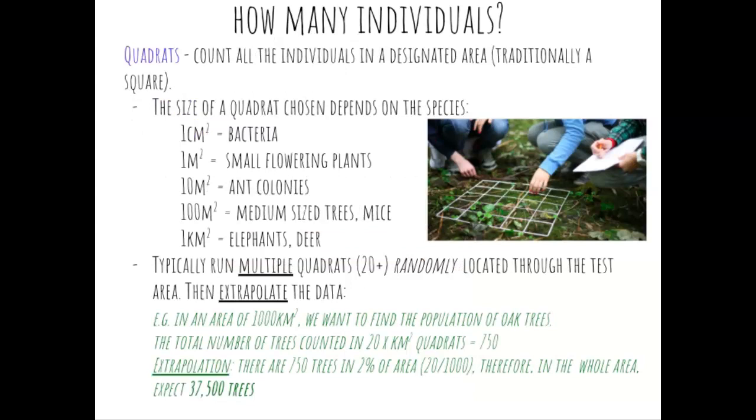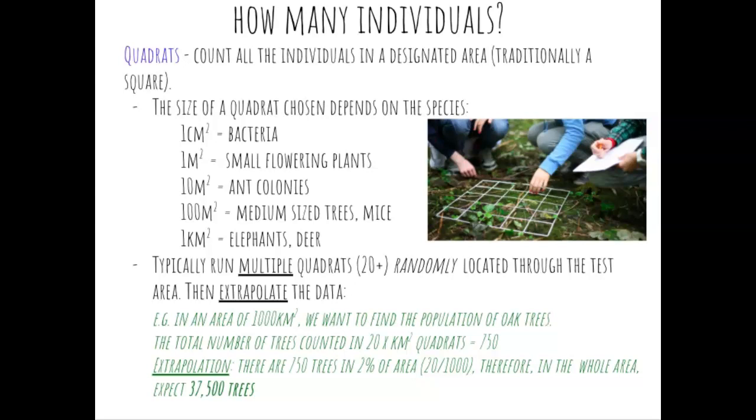One method that scientists use often to estimate the number of individuals of a species in an area is called quadrats. This is where you count all of the individuals in a designated area within your study area. These are traditionally set up as a square, so quad means four, so it's all species that occur within the four walls of this square. So you would mark within your study area different locations for your quadrat and then count the number of individuals within each quadrat.